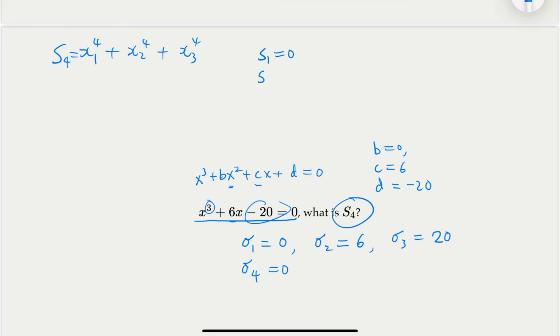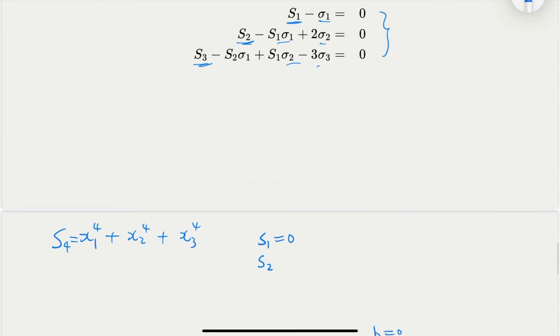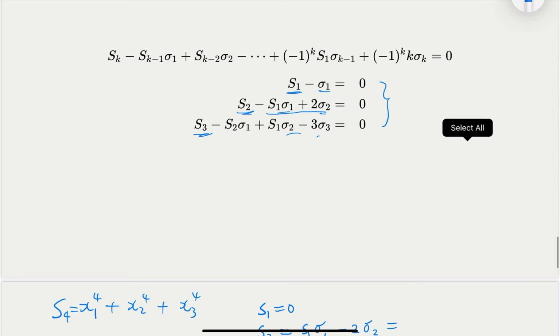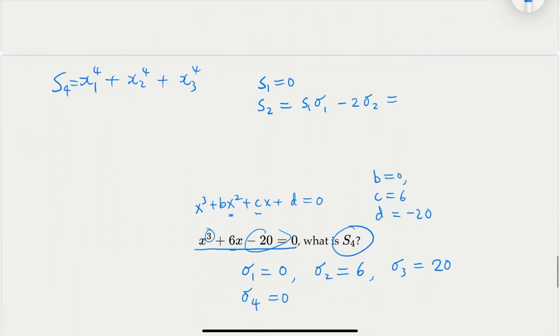Okay, what is S2? Here we plug in, you move this 2 to the right hand side: S2 equals S1 sigma 1 minus 2 sigma 2. Of course, S1 equals 0, so this goes away, and we have minus 2 sigma 2. Sigma 2 is 6, so this is negative 12. And then what is S3?